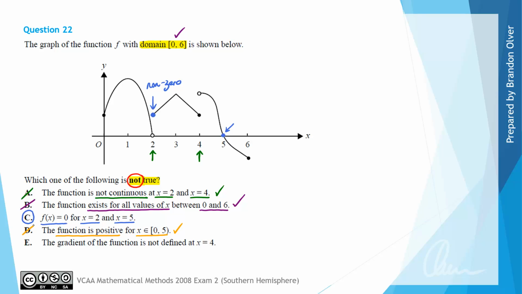And then if we look at our last option, E, it says the gradient of the function is not defined at x equals 4. And because x equals 4 is an endpoint, we know that we can't get the derivative at an endpoint. So E is true, it's not defined. It says the word not in there, so that is a true statement, which means E can't be the correct answer for this problem. So again, we found that C was the answer to question 22.